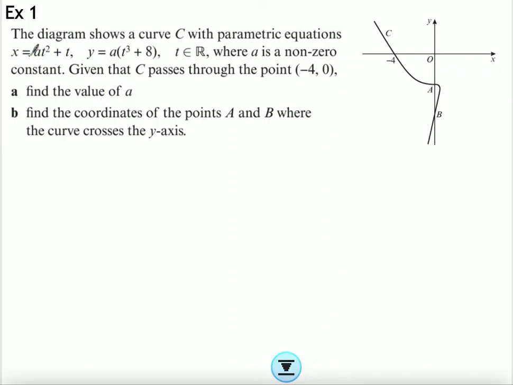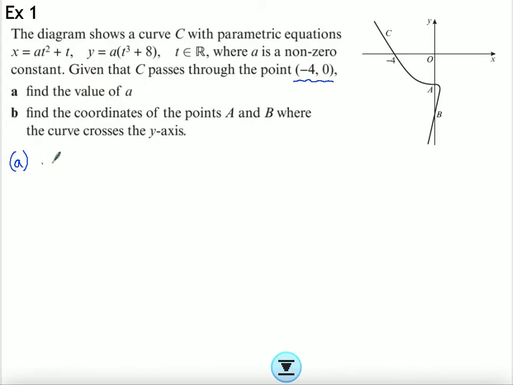So here we have a parametric x in terms of t, y in terms of t, but we've also got this extra variable a. So hopefully we'll have some extra information on that. So a is non-zero and C passes through this point here. I suspect that will be very important. Okay, so part A, find the value of a.